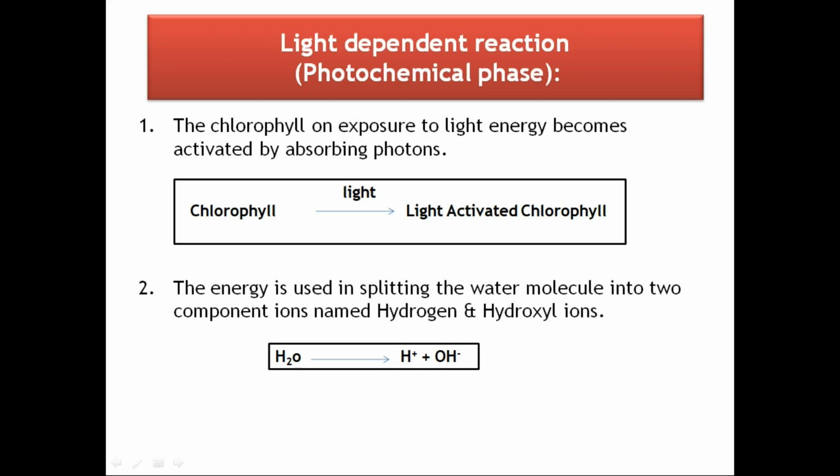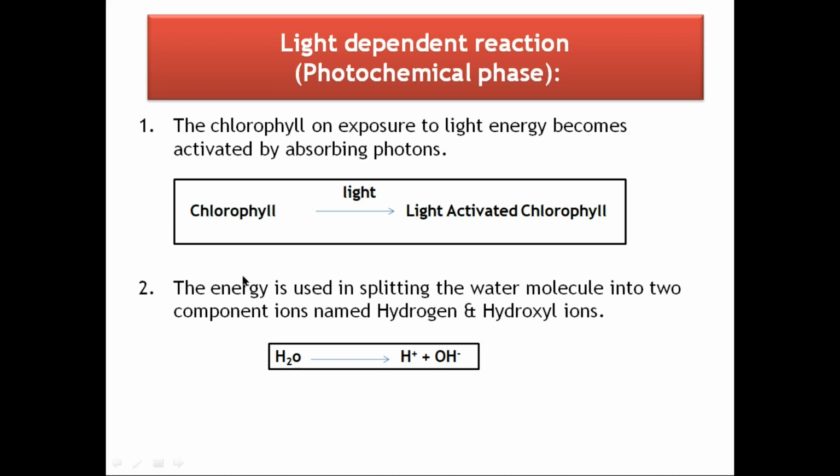It is a chemical phase acting in the presence of light. Hence, it is called photochemical phase. In this reaction, light plays an important role. The light reaction takes place in the chlorophyll containing thylakoids called grana of chloroplasts. Several steps occur in this light dependent reaction. Step 1. The chlorophyll on exposure to light energy becomes activated by absorbing photons. Photon is the smallest unit of light energy.